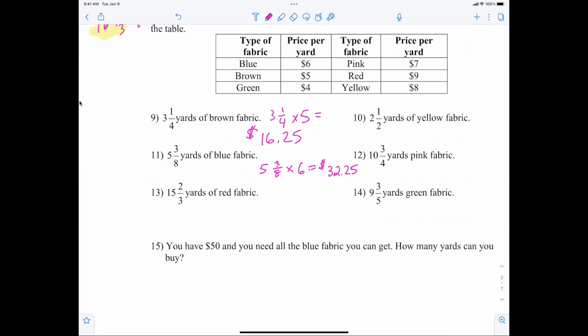Now let's do one more for the red fabric. Carolyn, tell me about the red fabric. What are we going to do? Number 13, actually. 15 2/3. Tommy? Anybody else get 141? Yeah, $141. I like it. Now, everybody circle 10, 12, and 14. Don't do it right now because we're doing number 15.